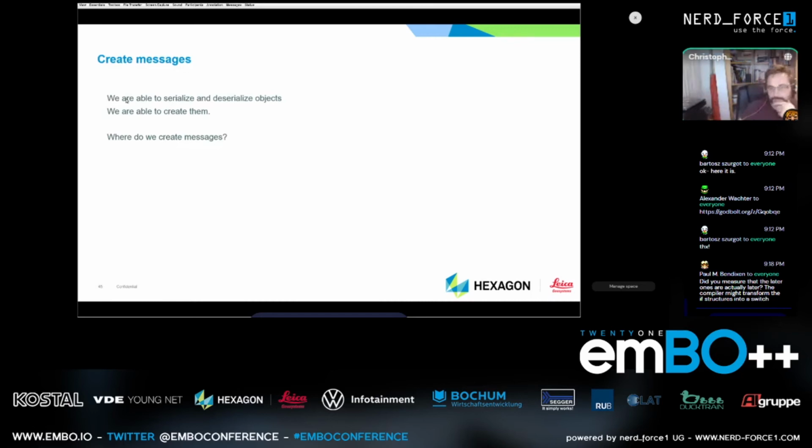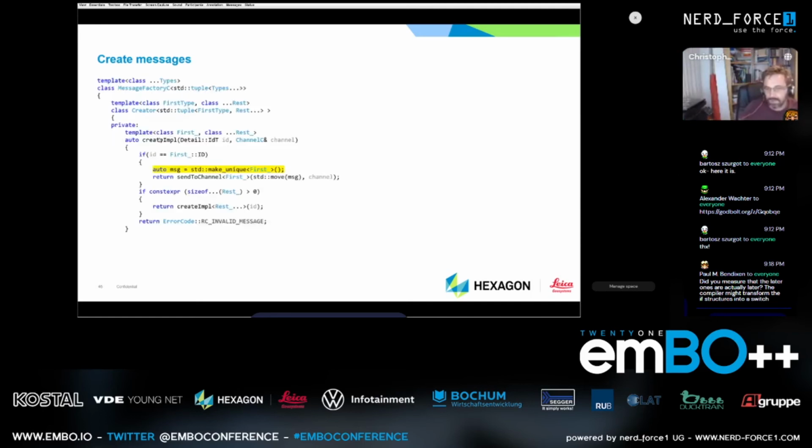Okay, now we are able to serialize and deserialize objects. Also, we are able to create them, but probably many of you saw that we just said we're making unique. So we would need to go to the heap. On small microcontrollers, normally you don't want to use heap, at least we don't. So we need to get rid of this make unique.